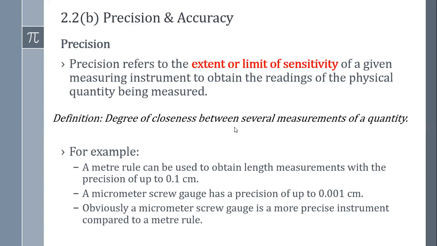Precision. Meter rule, micrometer. Of course, the micrometer is said to be the more precise gadget. If you give more decimal places, we say it's more precise. Not necessarily accurate, but precise. Quite close to the mean value, never really spreading the readings.